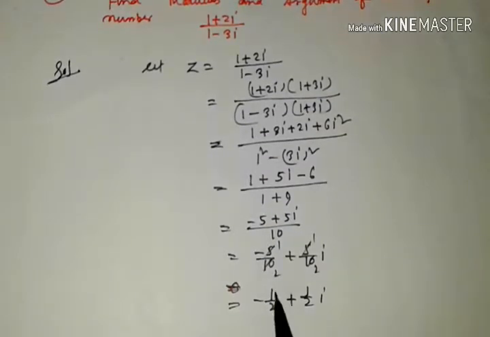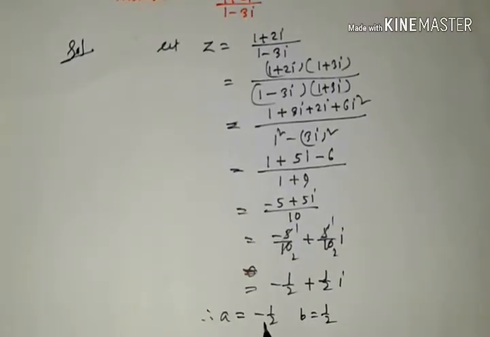Therefore, it is in A plus iB form. Here A is equal to minus 1 by 2, and B is equal to 1 by 2.